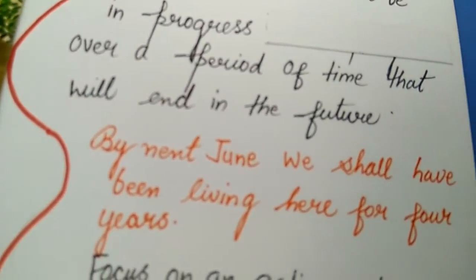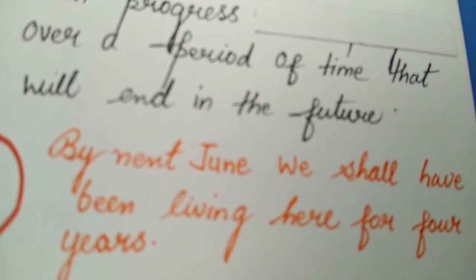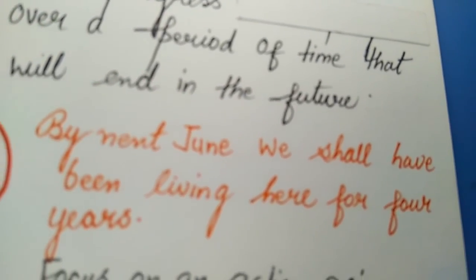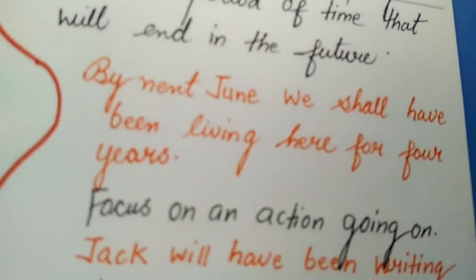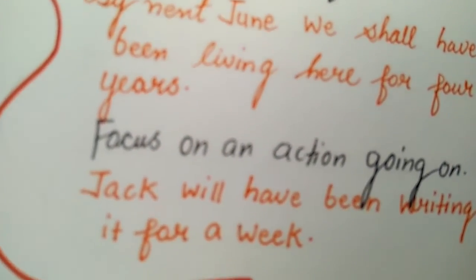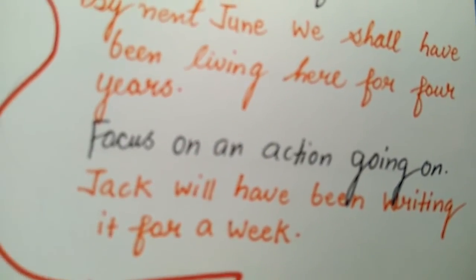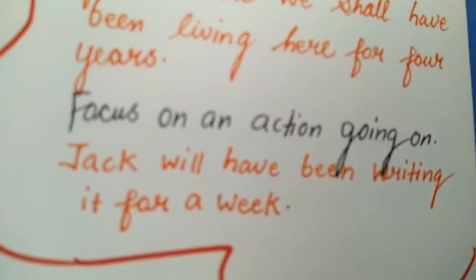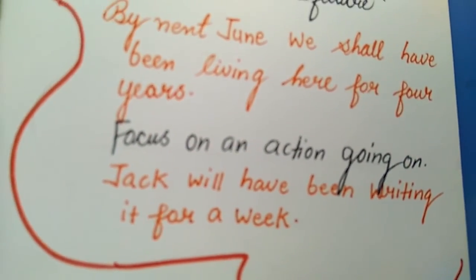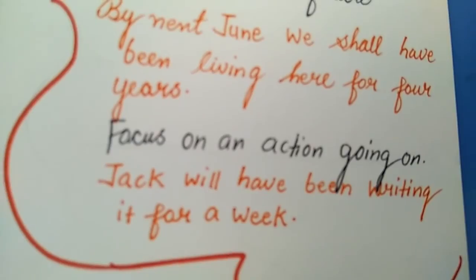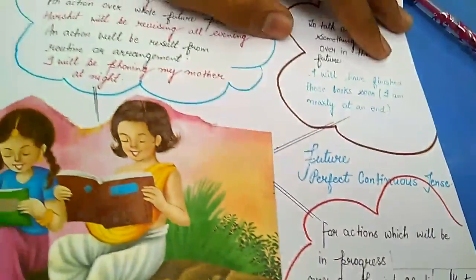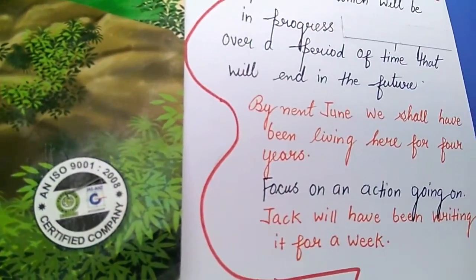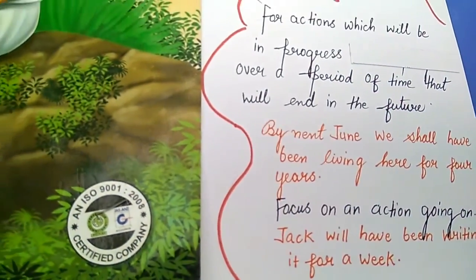The example is there. By next June, we shall have been living here for 4 years. The second major use of future perfect continuous is to focus on an action going on. Jack will have been writing it for a week, and thus we reached the final part of the jungle safari.